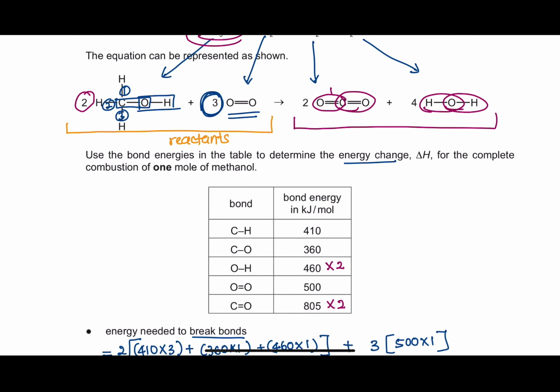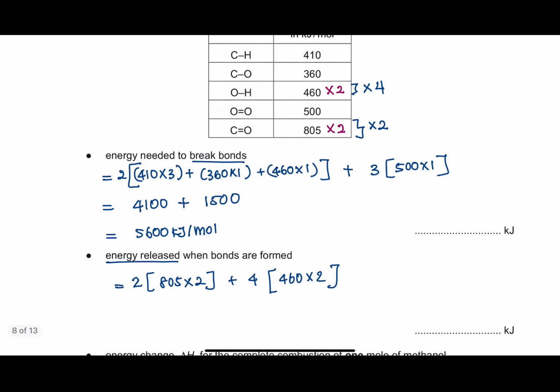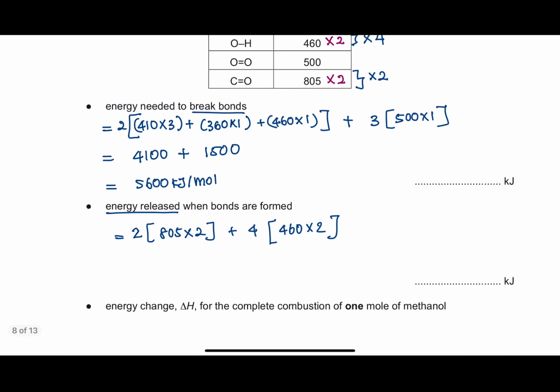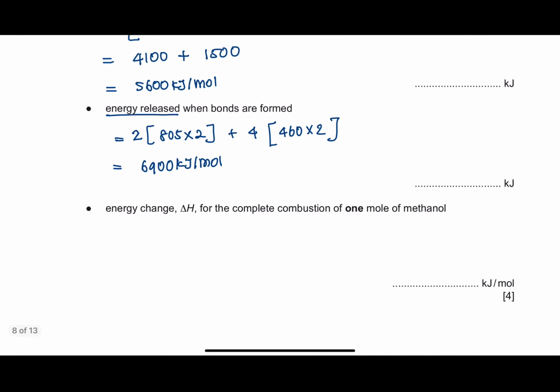But do not forget to look at the total number of moles. You have got 2 double bond of CO, so this one has to be multiplied by 2. And you have got 4 of these molecules, so you have to multiply this by 4. So if you sum up the energy released from each bond and the number of moles, you will be able to get an answer of 6,900 kilojoule per mole.